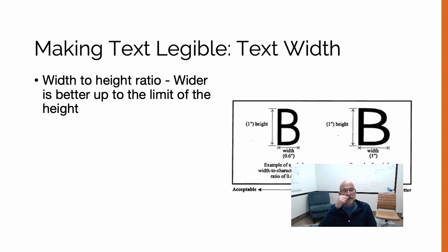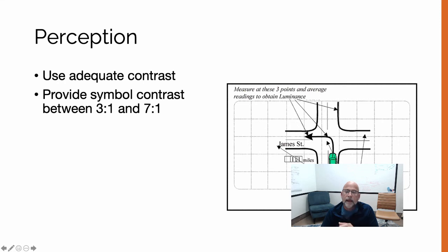Here's another example: the width to height ratio. Basically, wider is better up to the limit of the height. So here's a 0.6 to 1, 0.6 inches to 1 inch, of the letter B. But if I wanted to see that from further away, I would go about 1 to 1.